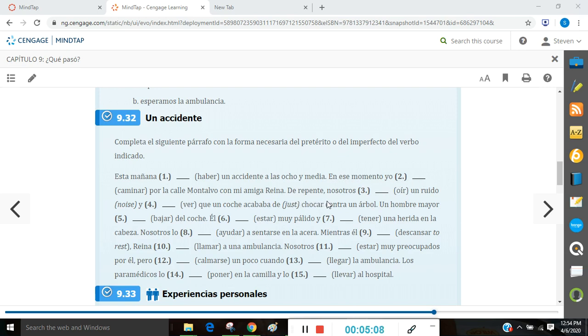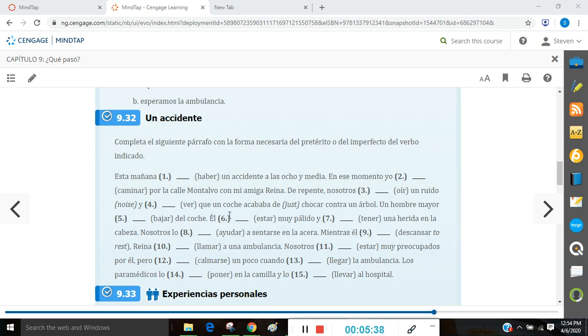De repente, nosotros blank un ruido, y blank que un coche acababa de chocar contra un árbol. Okay? De repente, so suddenly we heard a noise. Pretérito o imperfecto? Okay, this is a specific, completed past action, a specific moment, this is going to be preterite. De repente nosotros oímos un ruido, and don't forget you're going to need an accent in the nosotros form.